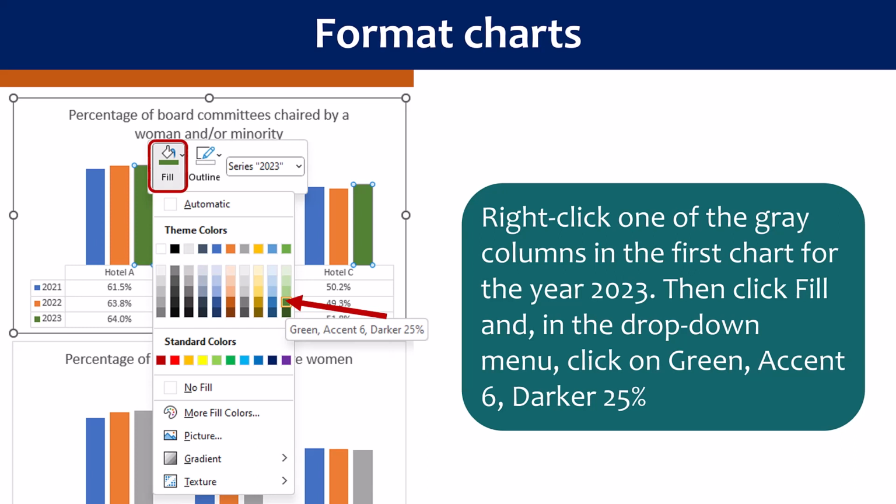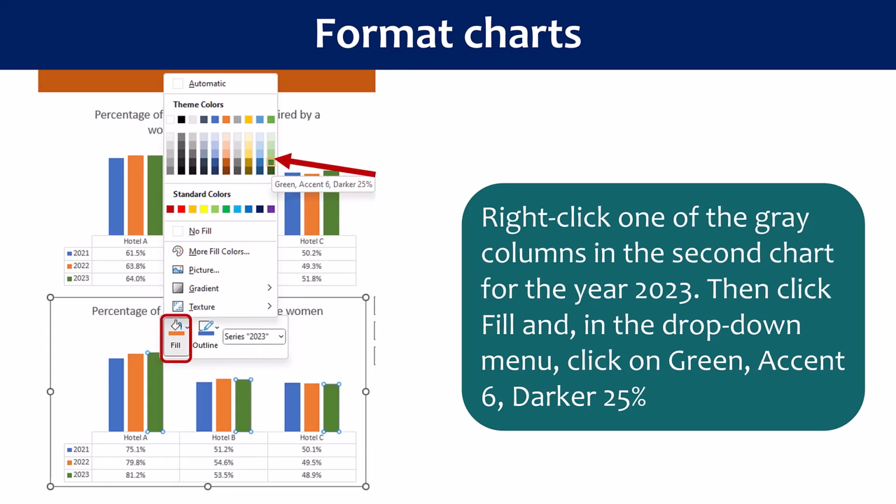Mac users, Fill is not an option in the right-click menu. Instead, right-click one of the gray columns for the year 2023 and then Format Data Series. In the Format Data Series pane, click on the Fill and Line icon on the top left. Under the Fill options, click the Color drop-down menu and select Green, Accent 6, Darker 25%.